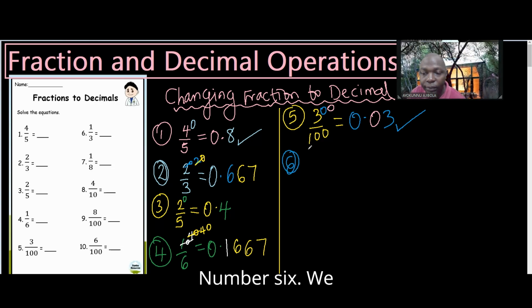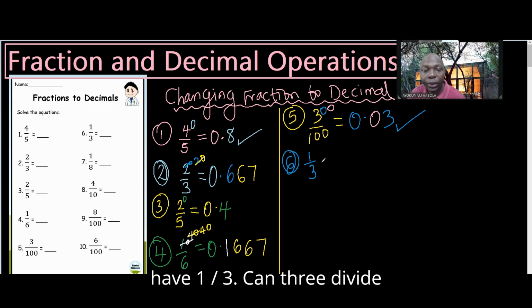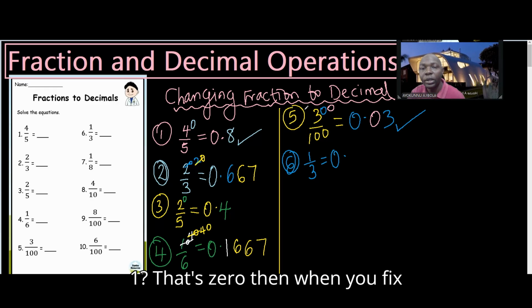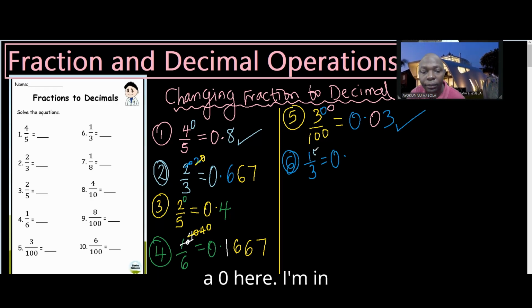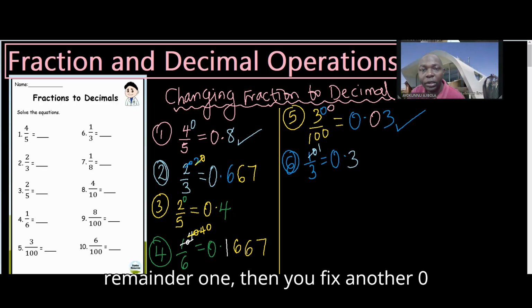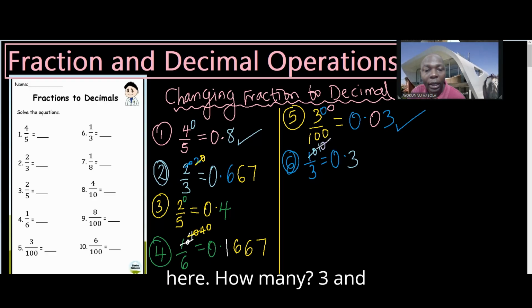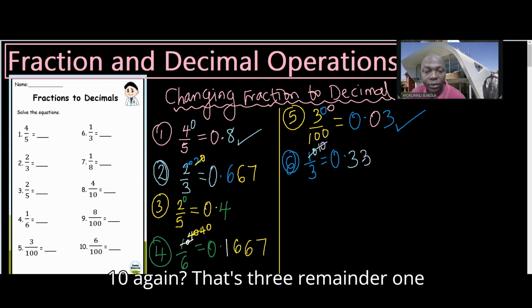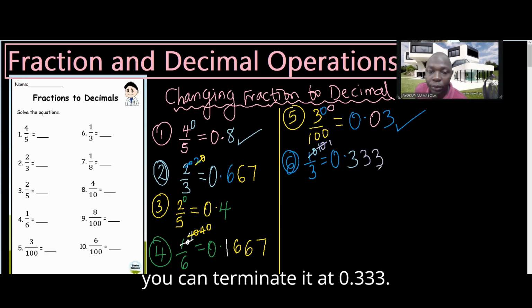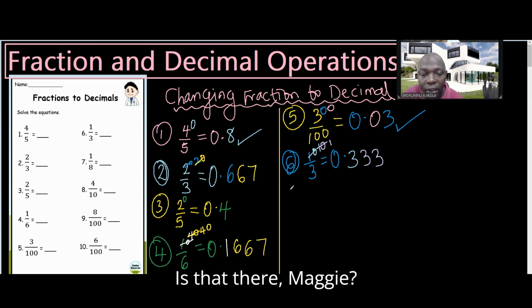Number 6. We have 1 over 3. Can 3 divide 1? That's 0. Then when you fix a 0 here, how many 3 goes in 10, Miggy? That's 3. Remainder 1. Then you fix another 0 here. How many 3 in 10 again? That's 3. Remainder 1 again. So it will never finish. Then you can terminate it at 0.333. Is that clear, Miggy?